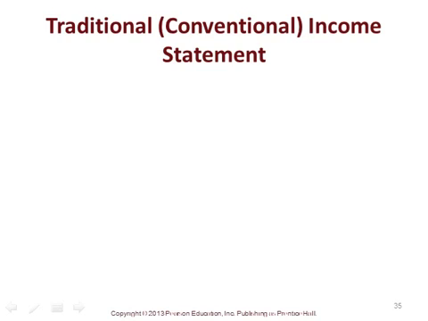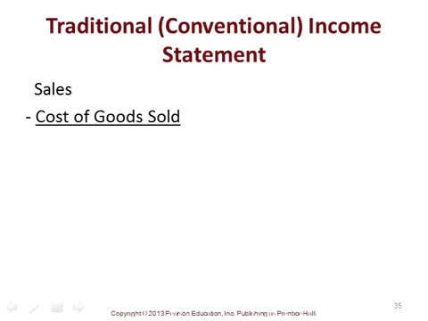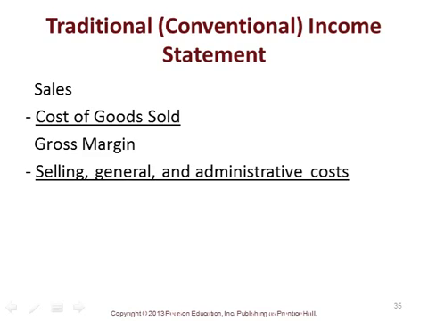And so this is an example of a traditional income statement. We start off with sales, less cost of goods sold, which gives us a gross margin, and that tells us how much we have to go toward covering functional expenses that are related to our selling, general, and administrative expenses, which get us down then to operating income.